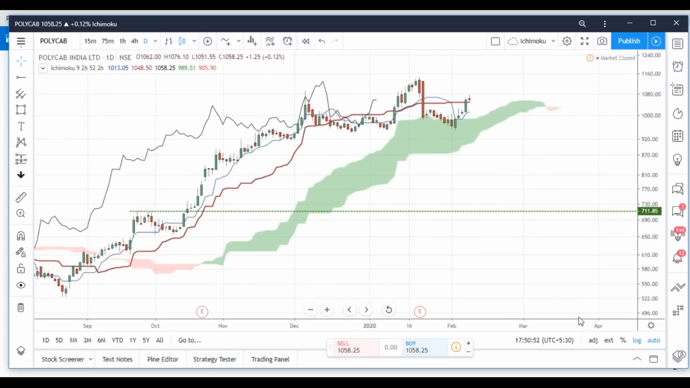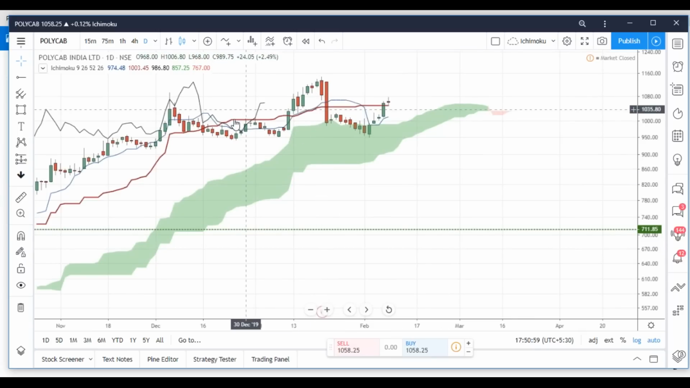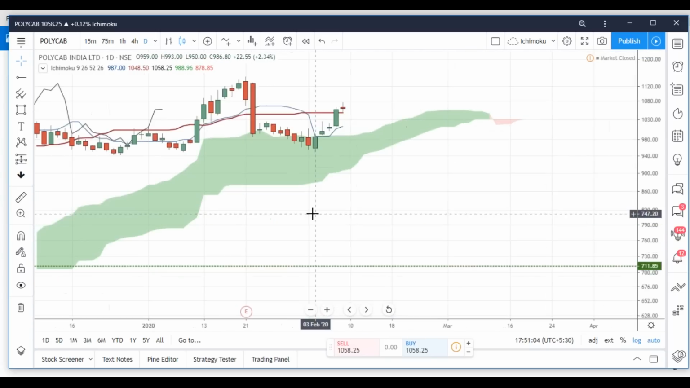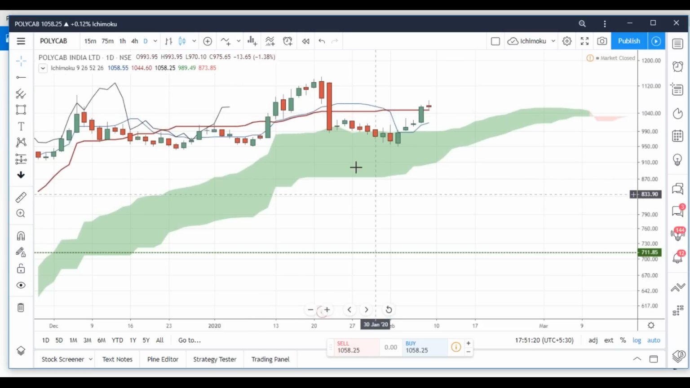Kijun-sen, okay, and one more is there. Can you guys check this out? This candle, touch and close. This candle, TK conversion candle, perfect. This was a TK conversion candle, and see that worked out well as well.